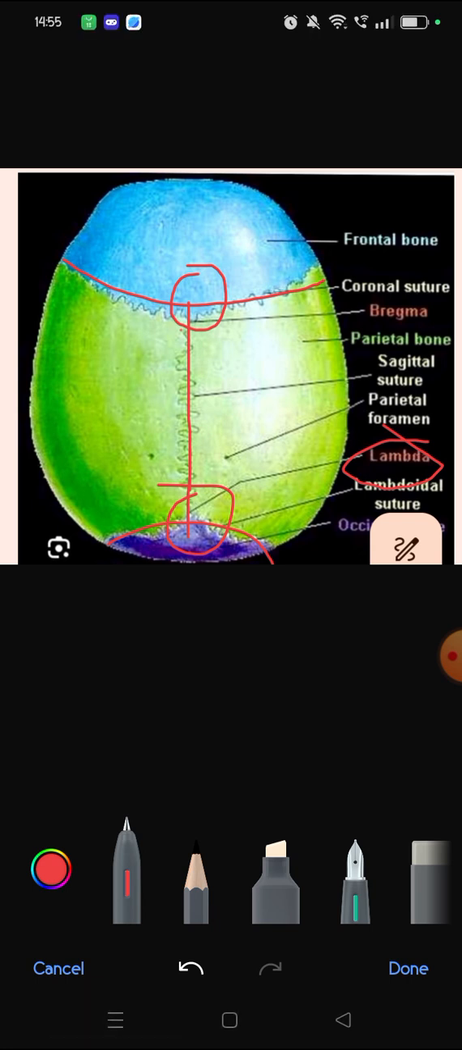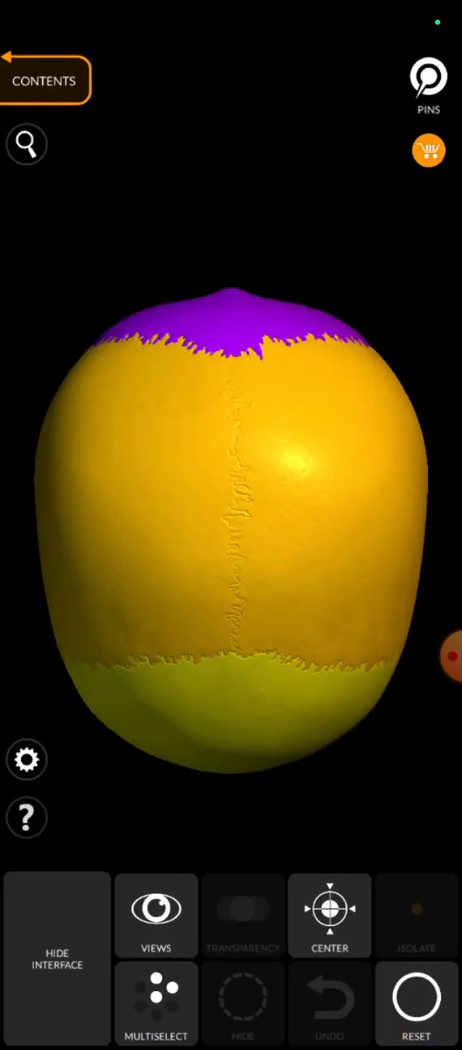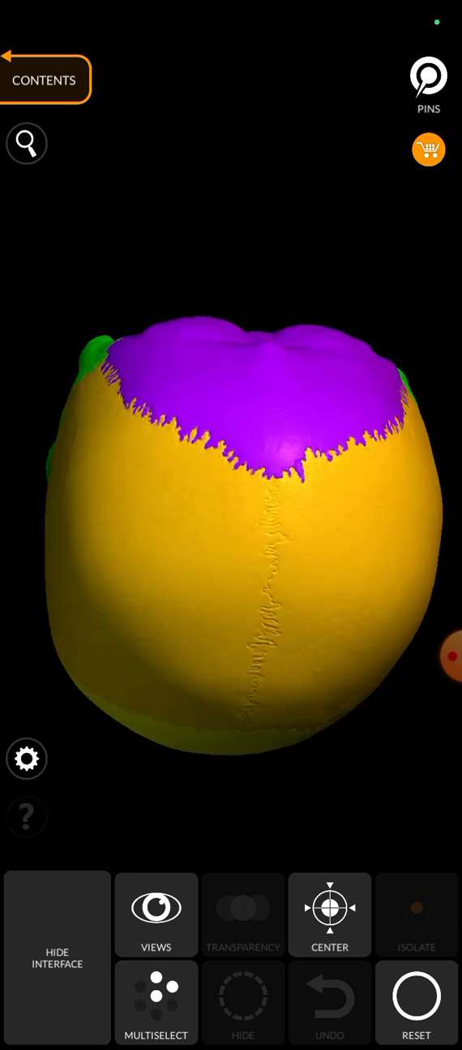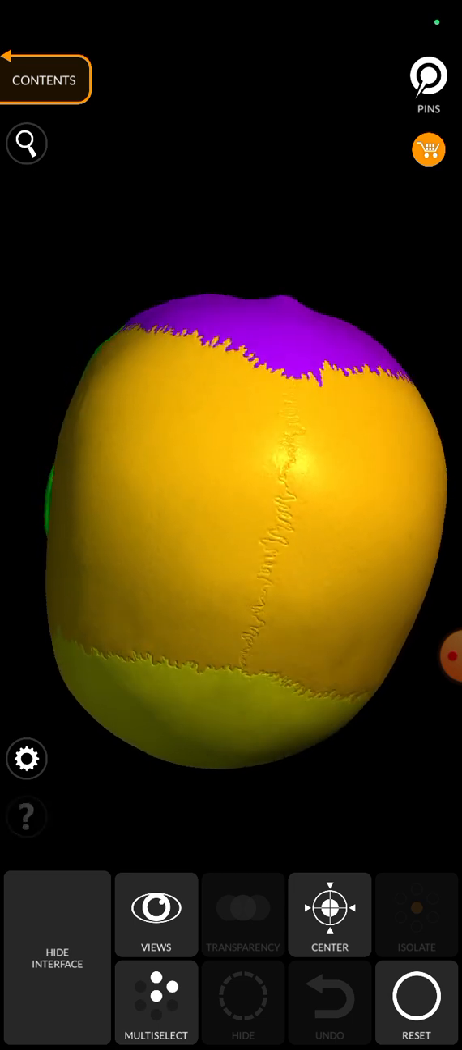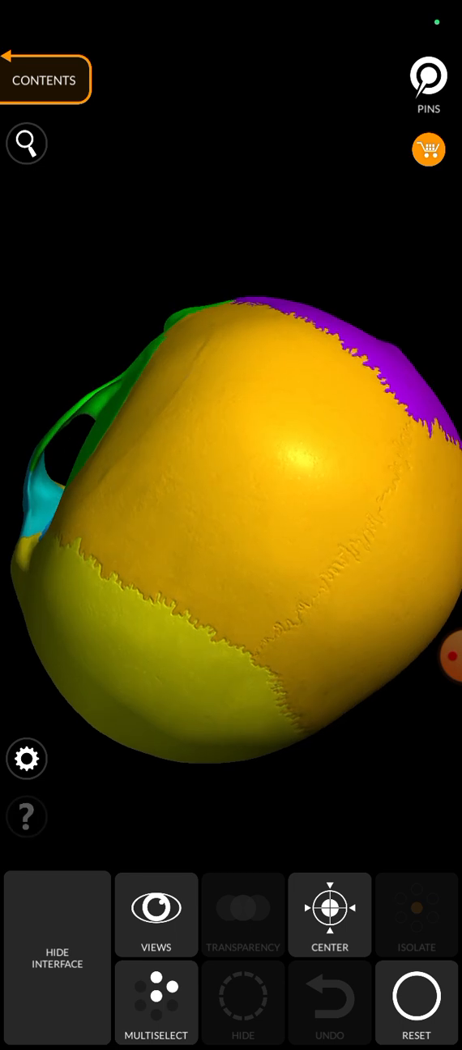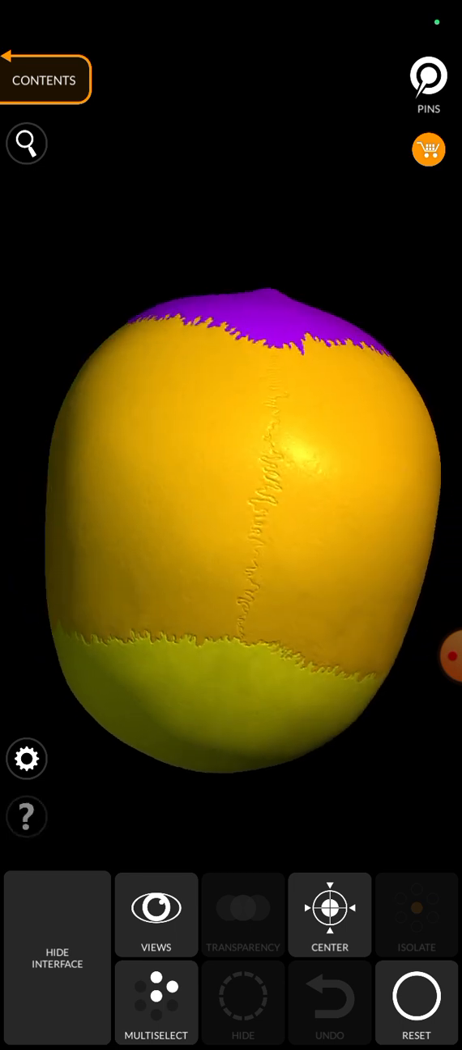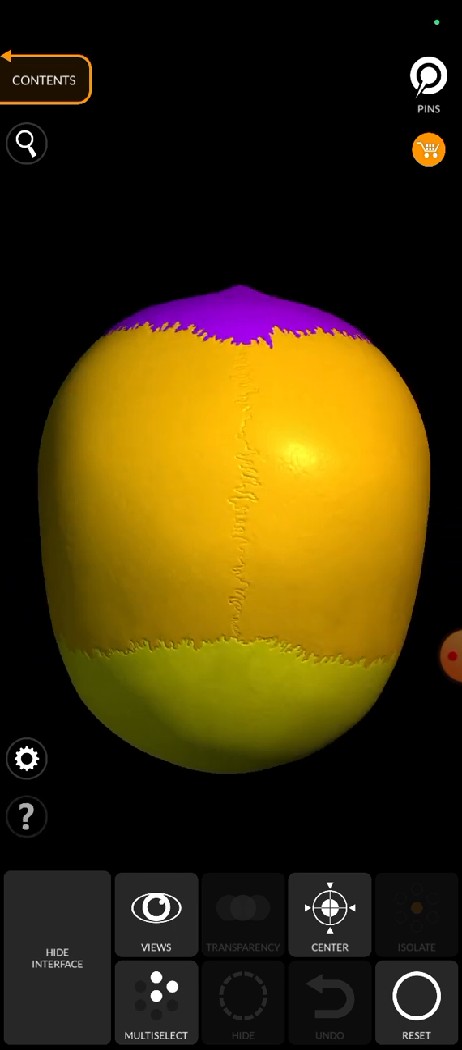Now we will see it from the model. See, this orange color bone, these are the two parietal bones, and the suture present between these two parietal bones is known as the sagittal suture. Now this purple color bone in this 3D model, what is this? This is the frontal bone. It is the superior view of the skull, right? Then this yellow color bone is the occipital bone.